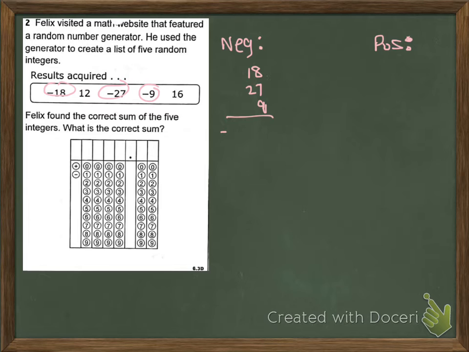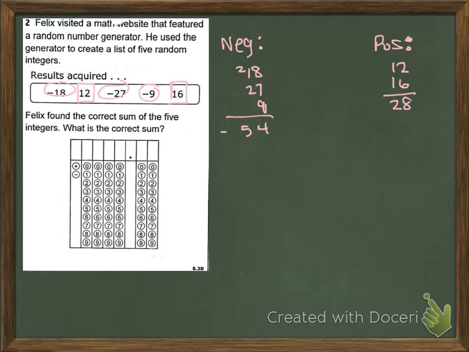So 9 plus 7 is 16. 16 plus 8 is 24. And then this is 2, 4, 5. So 54 negatives. Positives, we have 12 and 16. 6 plus 2 is 8, and 1 plus 1 is 2.